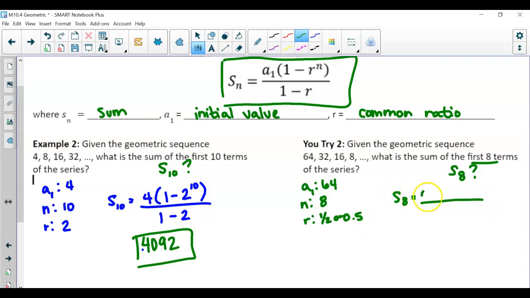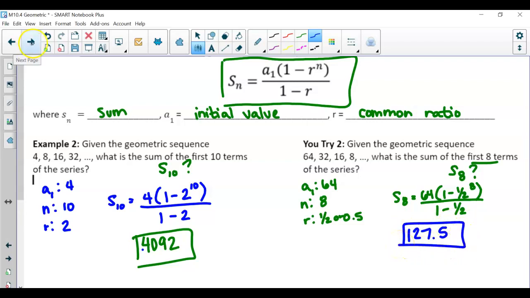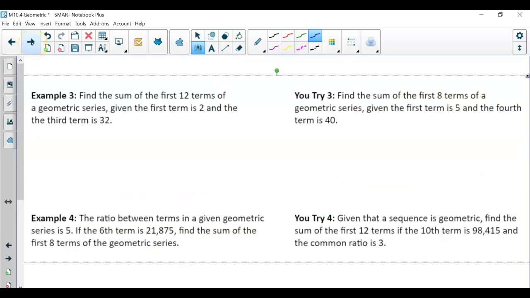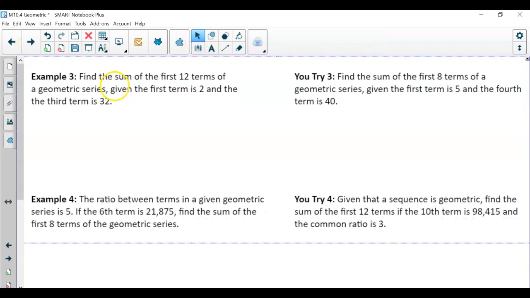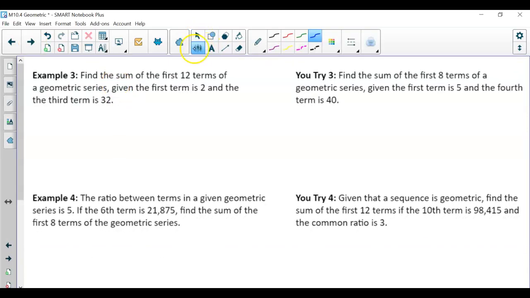So you should have set this up as, we're looking for, again, the sum of our first 8 terms. So 64 times 1 minus 1/2 raised to the 8th power, and divide that by 1 minus your common ratio, which was, again, 1/2. Here, when you put that in the calculator, the sum of the first 8 terms in this geometric sequence is 127.5.